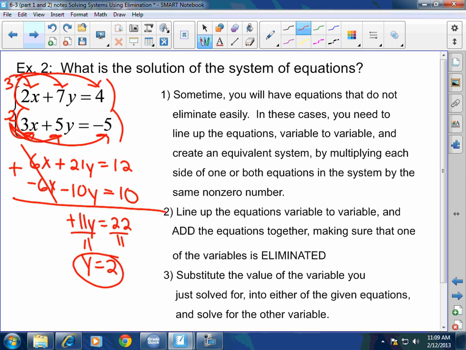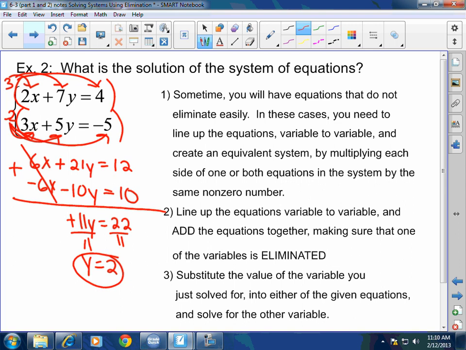Thank you, sir. The question was, if they had put 7y plus 2x equals 4, am I allowed to go 2x plus 7y equals 4? What's the answer to that, guys? Yes. What property allows you to move around addition problems? Commutative property of addition. The commutative property of addition and multiplication state that you can change the order of an addition or multiplication problem without changing the answer. So now that we have that y equals 2, now what?